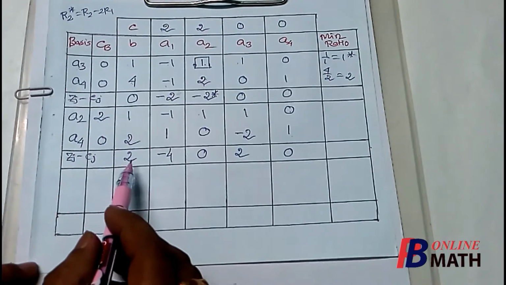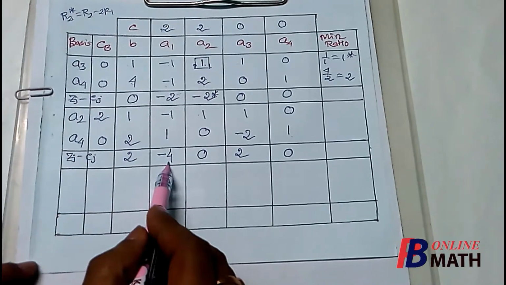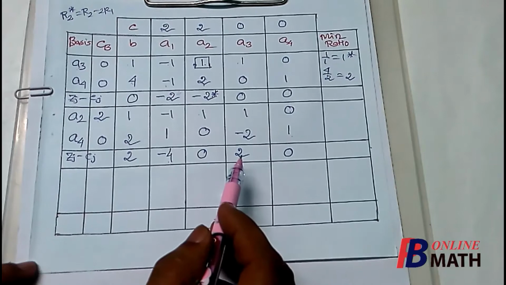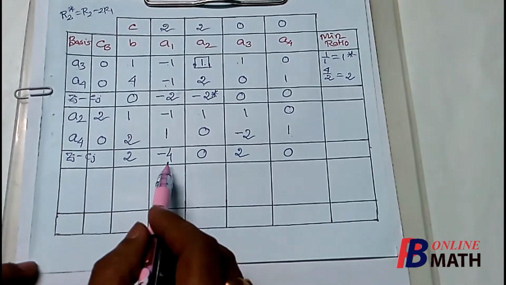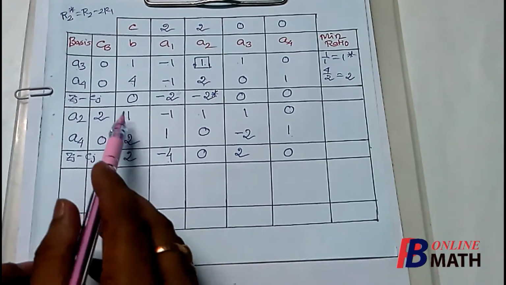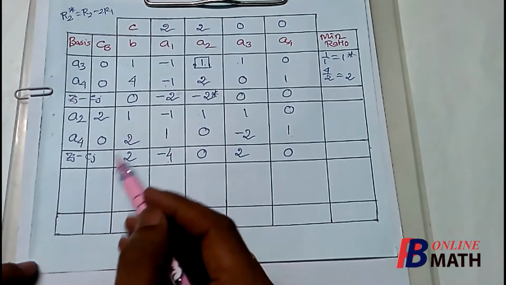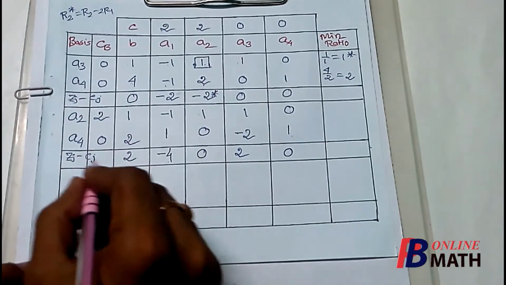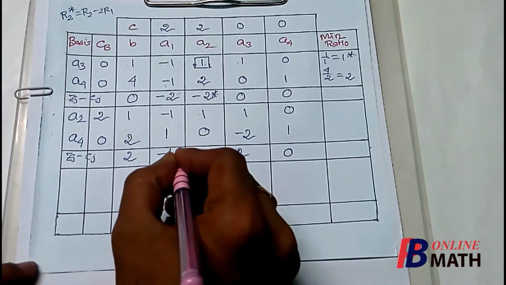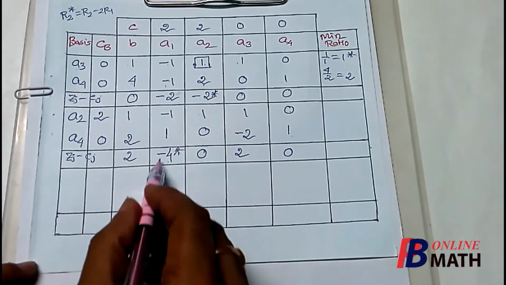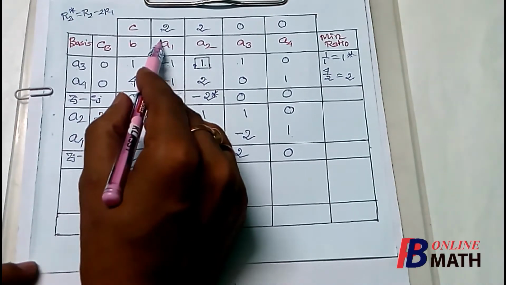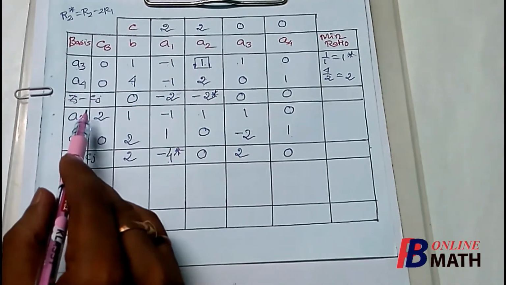Now here we find that there is one value which is negative. So again the solution is not optimum. So we have to modify the solution to get the optimal solution. Since there is only one negative value, we select this value. That means the vector a1 will enter the basis.